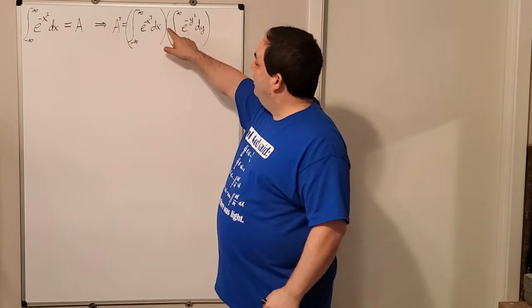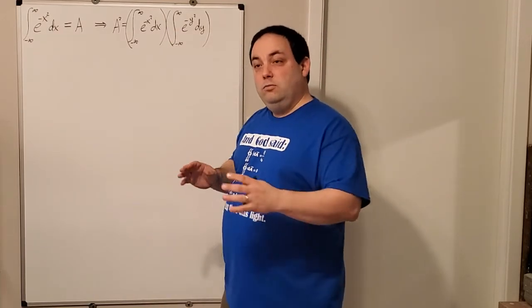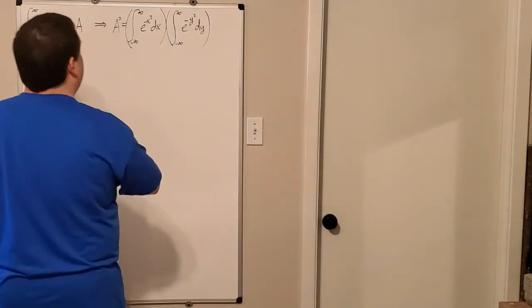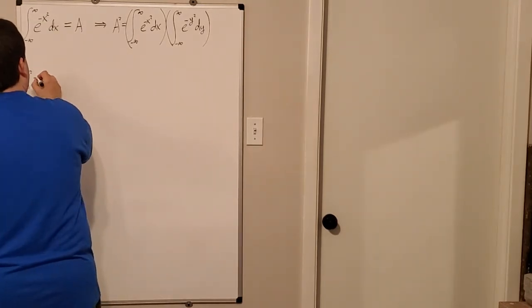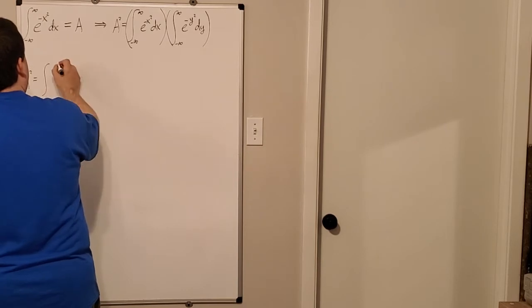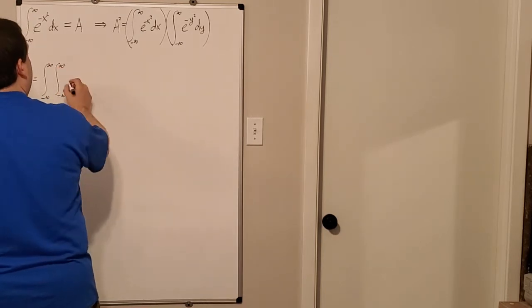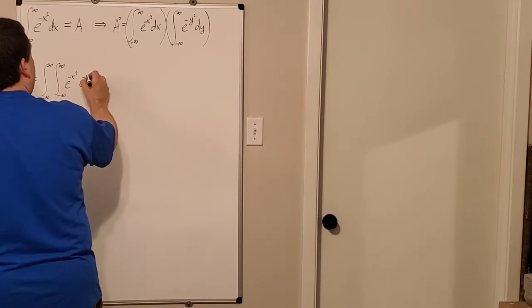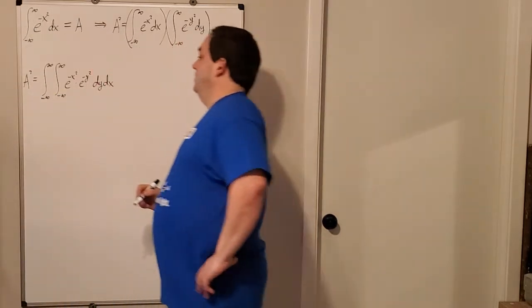But now that they're multiplied, this is essentially an iterated integral. So I can bring them back together, the opposite of what we've usually been doing here. So in other words, a squared is also equal to the iterated double integral, both negative infinity to infinity on each of these, and it would be e to the negative x squared times e to the negative y squared dy dx, like so.